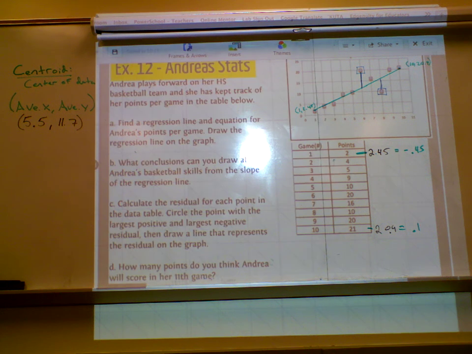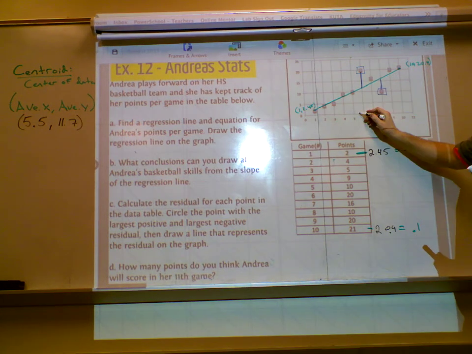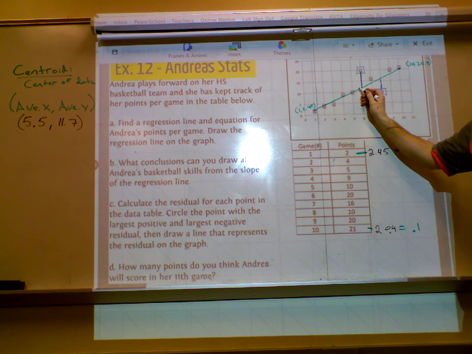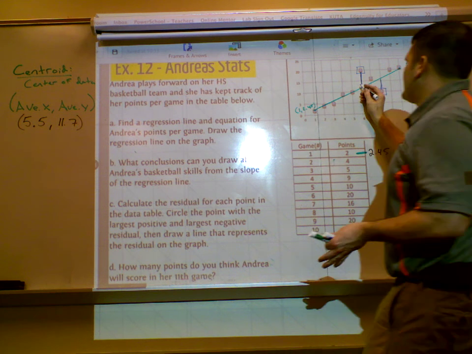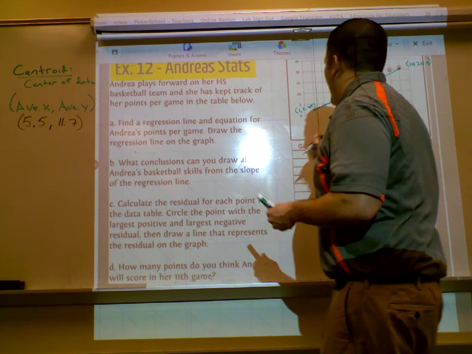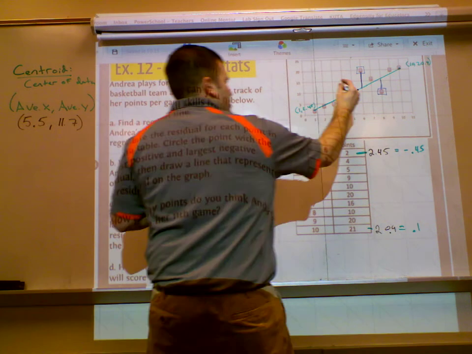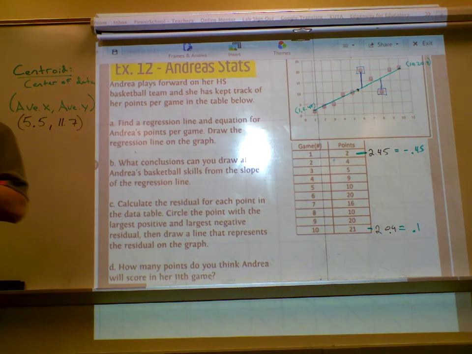Let's look at 5.5, 11.7. If I go over here, 5.5 is in between 5 and 6, and I go up to my line. It's above 10, so it could be 11.7. So I'm going to put a little dot right there. That kind of looks like it might be 5.5, 11.7. But that's just an approximation, because my graph is an approximation.